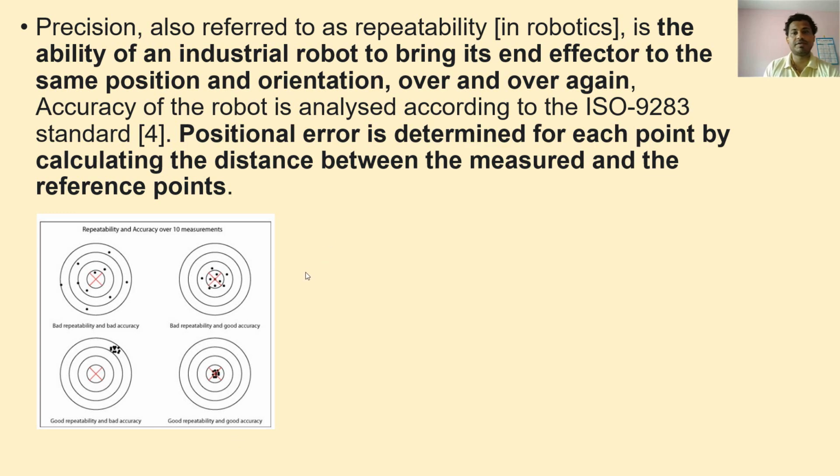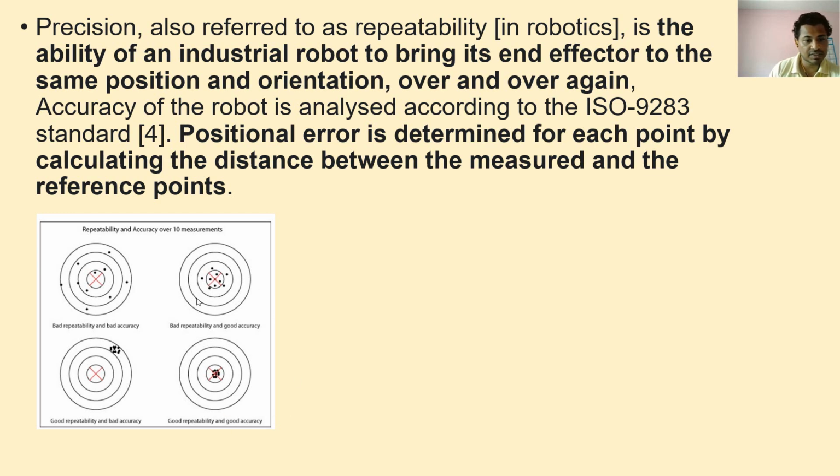Precision, also referred to as repeatability in robotics, is the ability of an industrial robot to bring its end effector to the same position and orientation over and over again. Accuracy of the robot is analyzed according to the ISO 9283 standard. Positional error is determined at each point by calculating the distance between the measured and the reference points. So repeatability and accuracy are basically different.